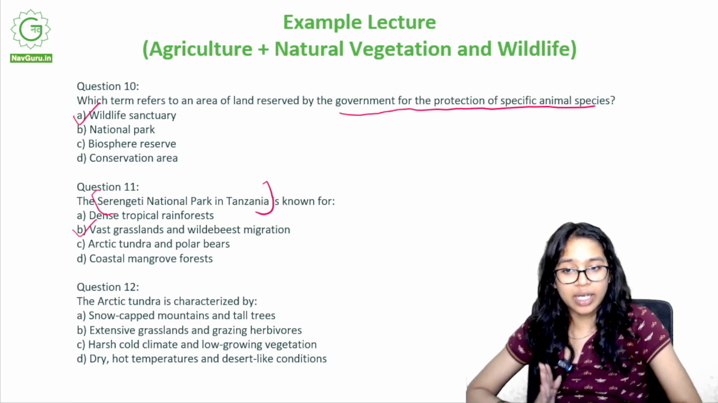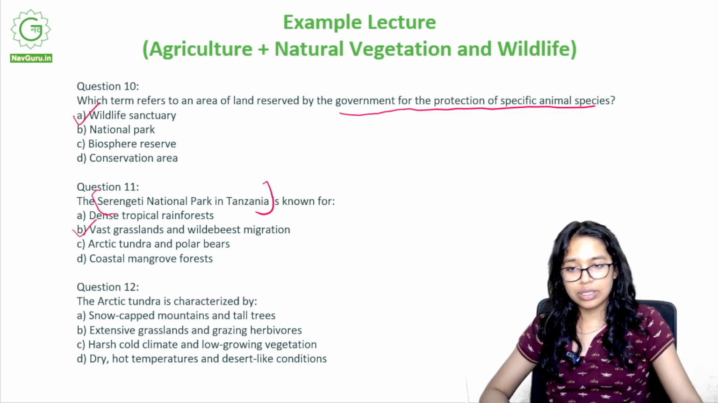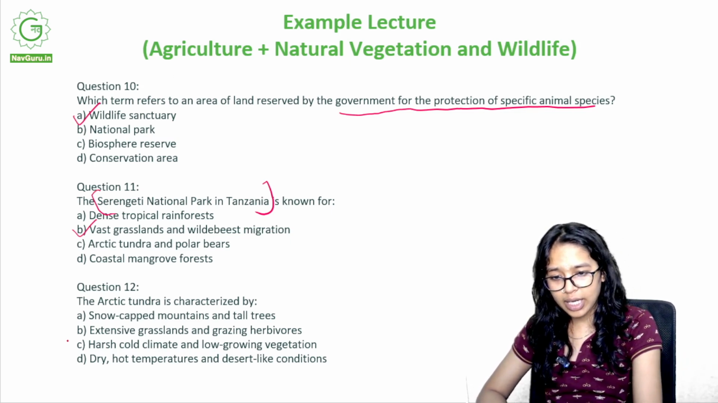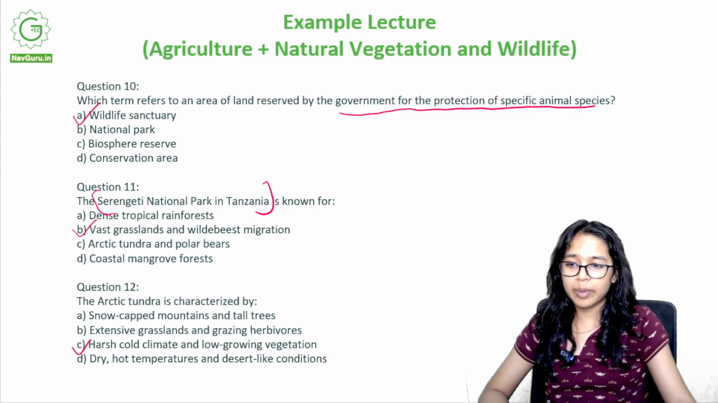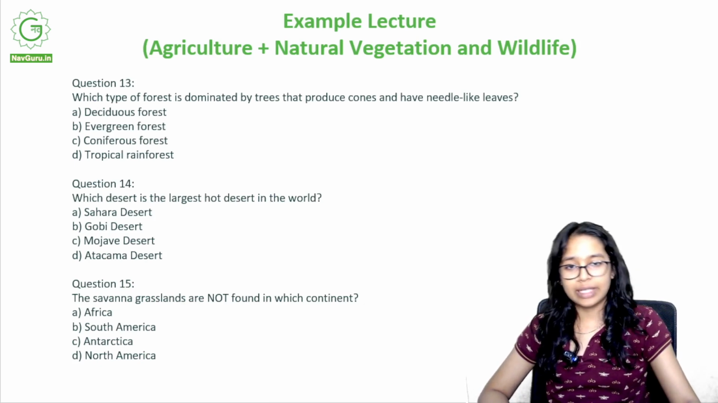Hence we did not study Arctic tundra, but now that we have covered it, now that it's in the questions, we shall be going ahead with it. And the right answer is C, harsh cold climate with low growing vegetation. Which type of forest is dominated by trees that produce cones and have needle-like leaves?